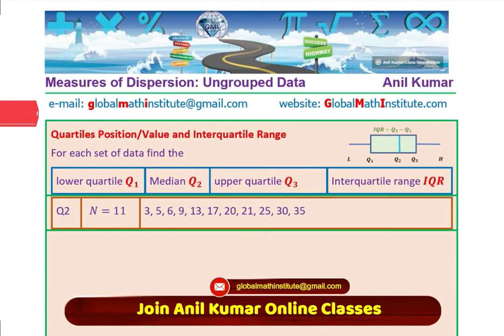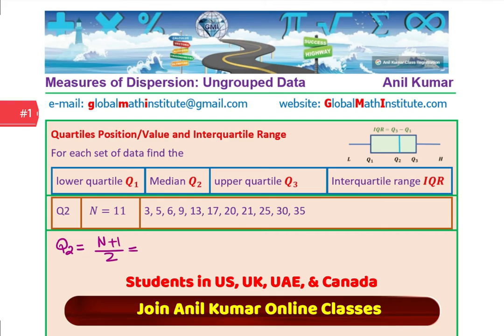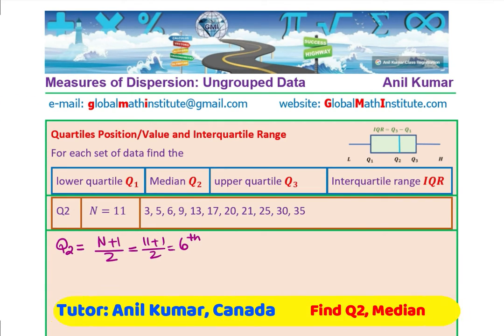Always begin with Q2. It is better, right? The center value. (n plus 1) divided by 2, the center value, right? So n is 11, plus 1, divided by 2. Clearly, 12 divided by 2 is 6. So the sixth position. First thing, find the position, sixth position. So 1, 2, 3, 4, 5, 6, 17. So the value for Q2 is 17.